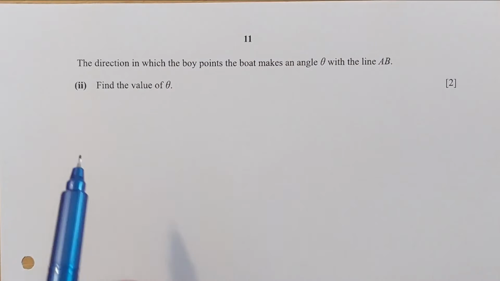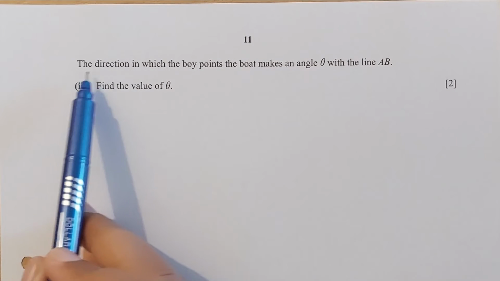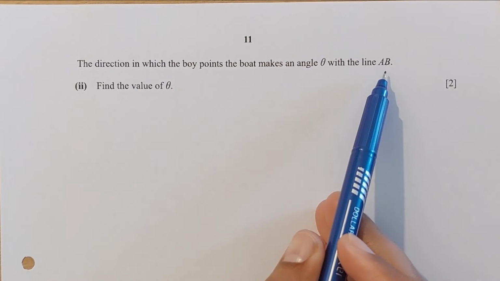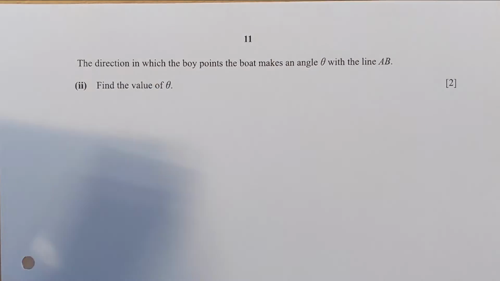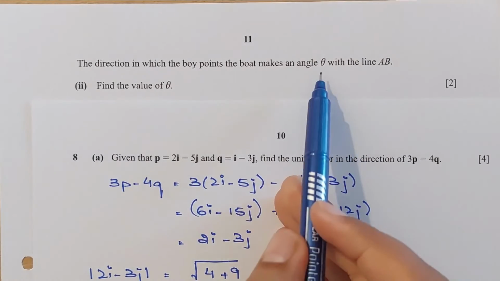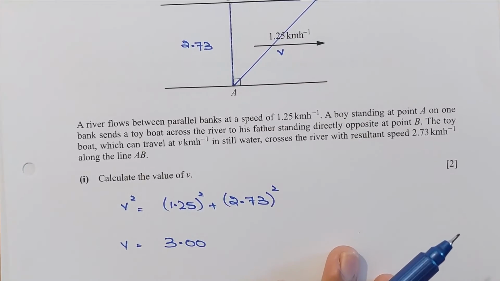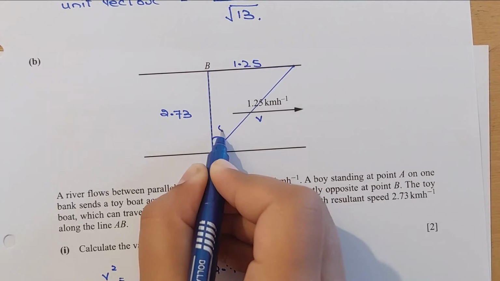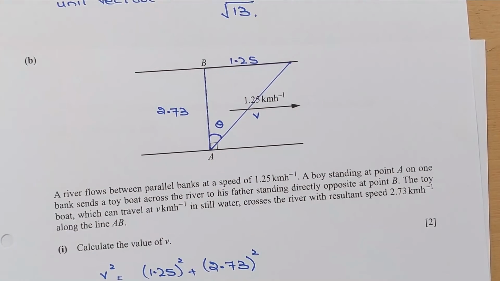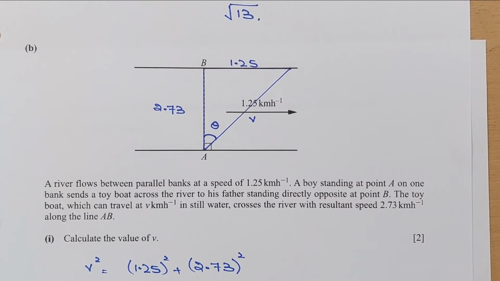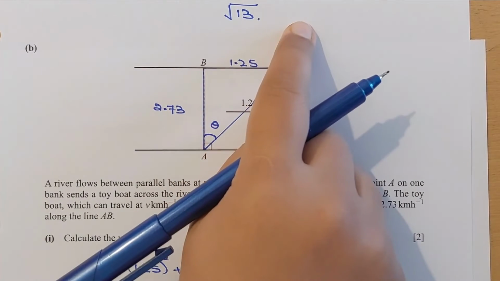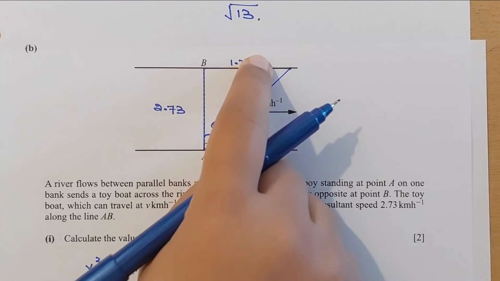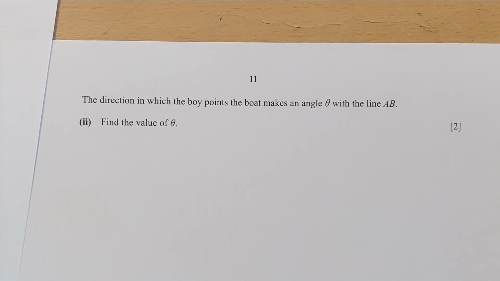Okay, now for the second part, the direction in which the boy points the boat makes an angle theta with the line AB. Find the value of theta. He points the boat, and it makes an angle theta with the line AB. So this is the line AB, the boy standing over here, and it makes angle theta with the line AB. So we have to find theta. Again, it is a right angle triangle. We can use SOHCAHTOA. We have been given the opposite and the adjacent side, so we can use the ratio for tangent, opposite over adjacent, and we will get theta.